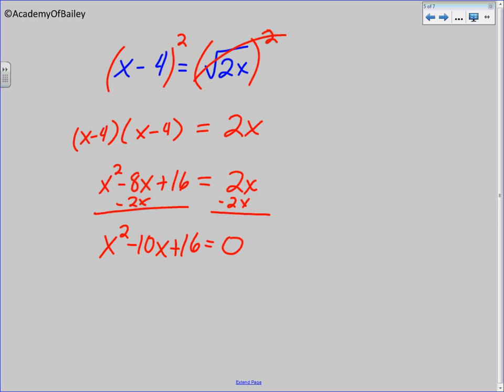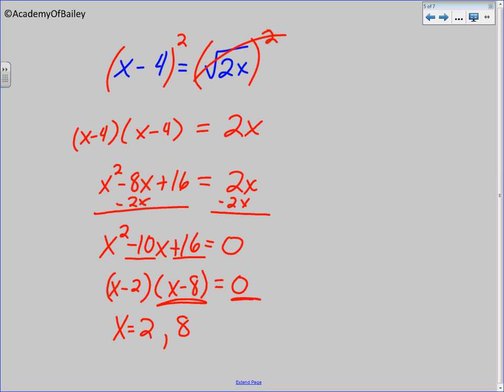And so from here, can you give me two numbers that multiply to give you 16, that add up to give you negative 10? Negative 2 and negative 8. We'll do that. And in this case, x is equal to positive 2, and x is also equal to 8 in the right parentheses in order to make the equation true.